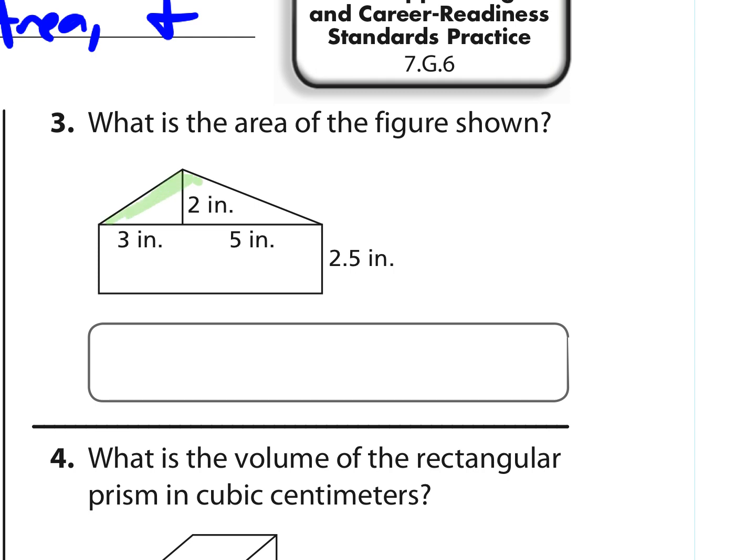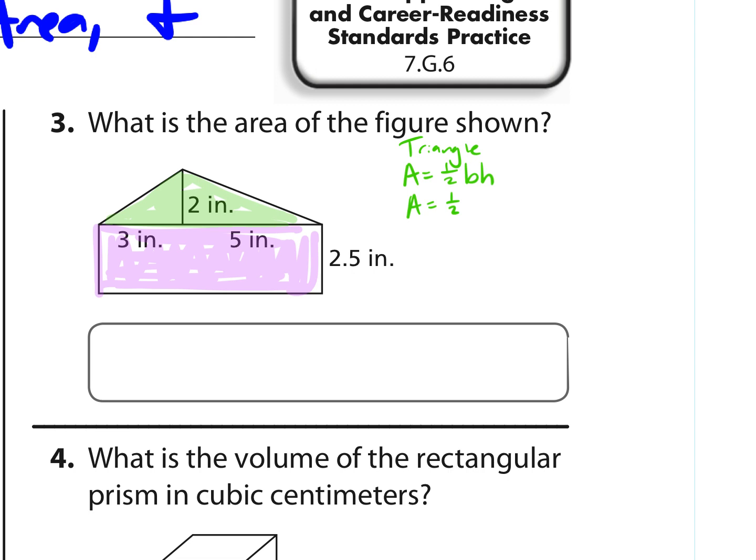It's made up of this triangle, and it's made up of this rectangle. So I'm going to find the area of each and then add them together. I'm going to start with the area of the triangle. That area is 1/2 base times height. And the base and the height have to meet at 90 degrees, and one of them must be one of the sides of the triangle.